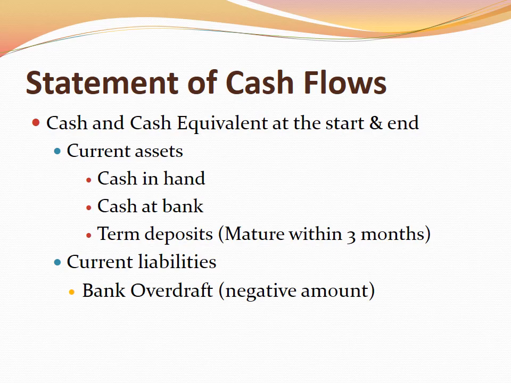Now, the last 3 lines of the statement of cash flow are important because they tell you how your cash and cash equivalent has changed over the period. So the cash and cash equivalent at the start of the period would include things like cash in hand, cash at bank, and term deposits which must mature within 3 months. Anything beyond that would not be considered as cash and cash equivalent.